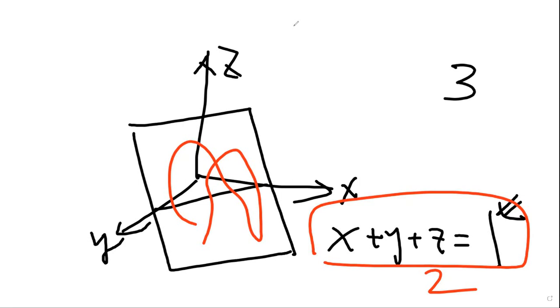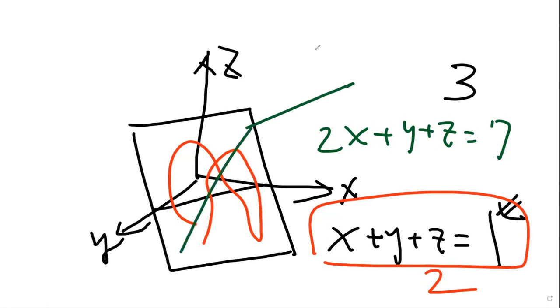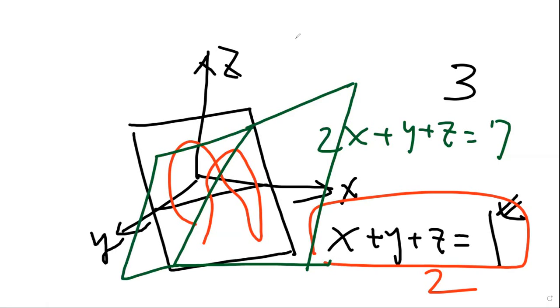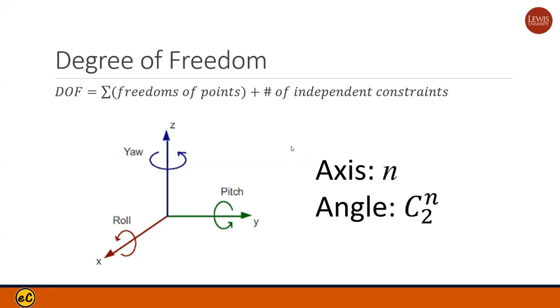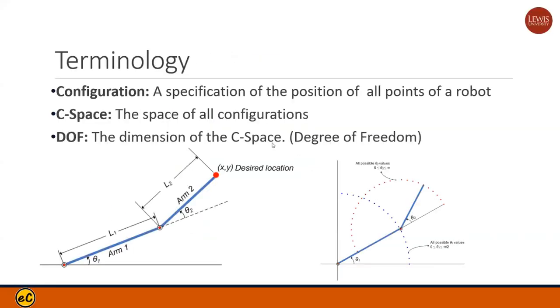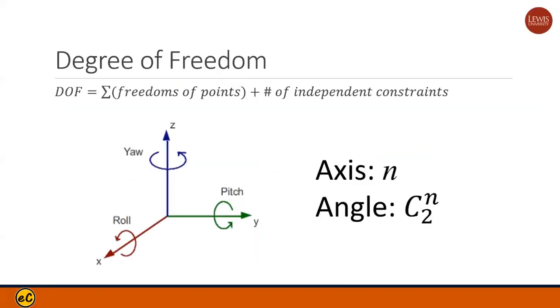If you have a second equation, 2x plus y plus z equals 7, very simple, then you have a second plane, and the first plane and second plane have an intersection. So there's a certain line in this space. So your degree of freedom dropped down to only one, only on the line. So degree of freedom is also describing how many free running variables are needed to describe your space. Here we talk about the configuration space, workspace, and the degree of freedom. Degree of freedom decides how many variables you should use.